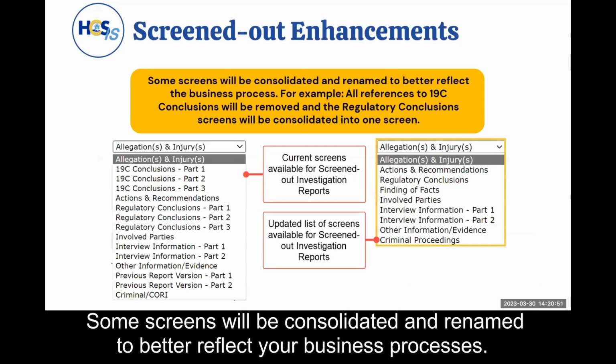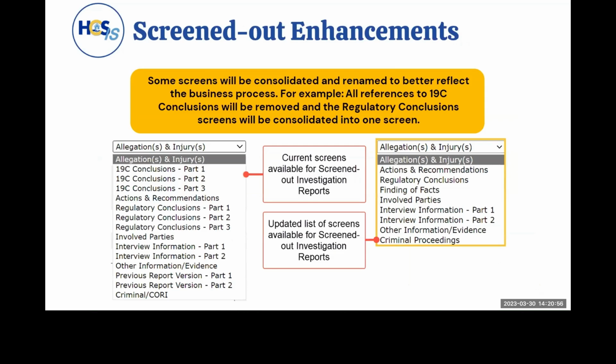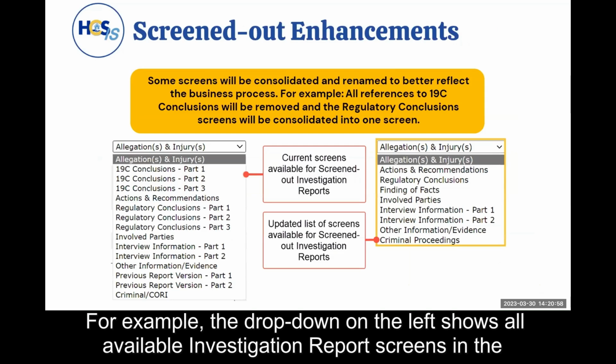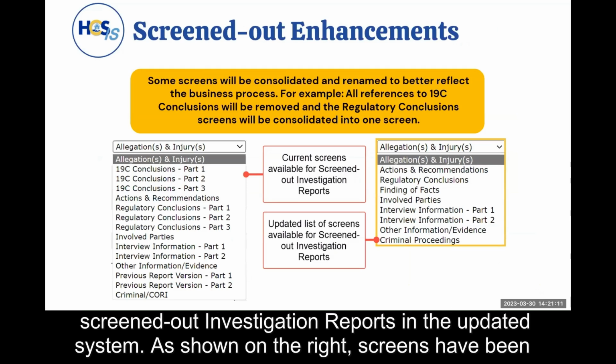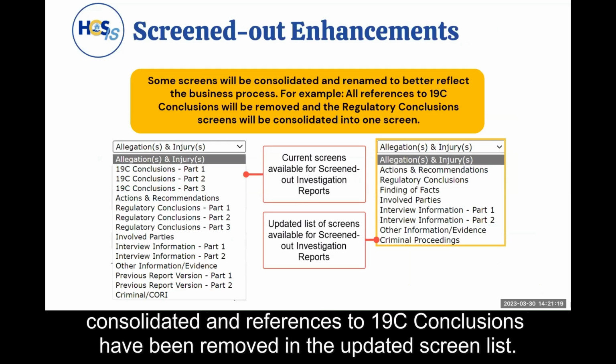Some screens will be consolidated and renamed to better reflect your business processes. For example, the dropdown on the left shows all available investigation report screens in the current system, and the dropdown on the right shows the updated list of screens available for screened out investigation reports in the updated system. As shown on the right, screens have been consolidated and references to 19C conclusions have been removed in the updated screen list.